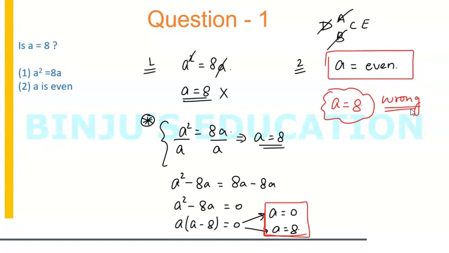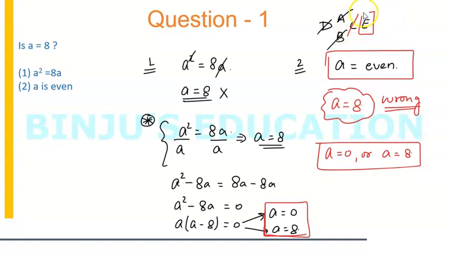So if A is even from one statement and A is equal to 0 or A is equal to 8 from another statement, then again you have two possibilities. That is, you can have A is equal to 0 or you can have A is equal to 8. You still have two possibilities. So that means C also goes out and my answer simply becomes E.